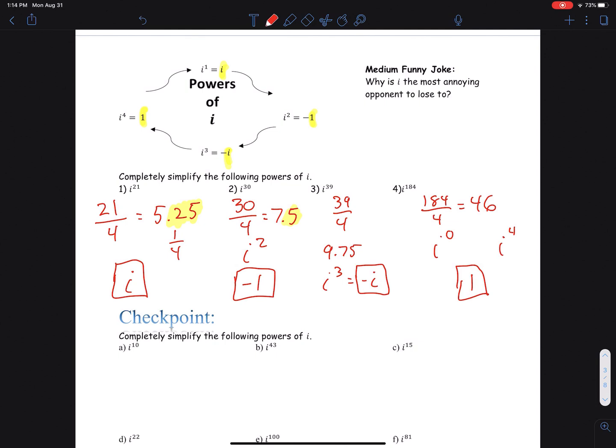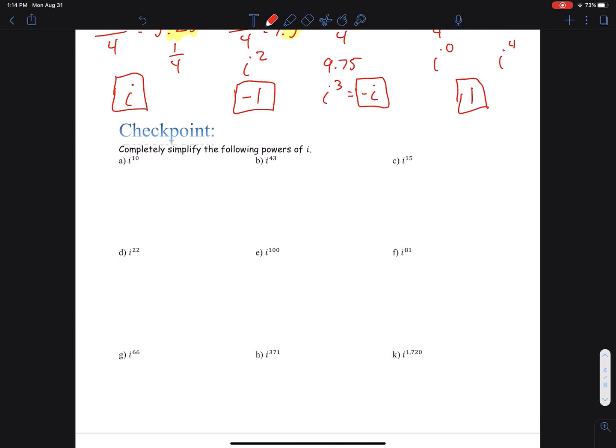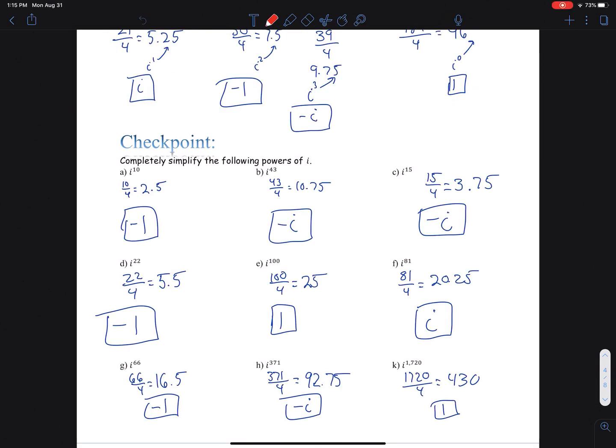I want you guys just to take the next 2 to 5 minutes, do the checkpoint A through K, and just pause the video and play it once you're done. Here are the answers to the checkpoint. Make sure you check each of them. I just took each exponent, divided by 4, and simplified it using what the remainder was, or you can think about how many quarters there are, and that simplifies it for you. So that's A through K. Once you're done checking that, we're going to the next page.